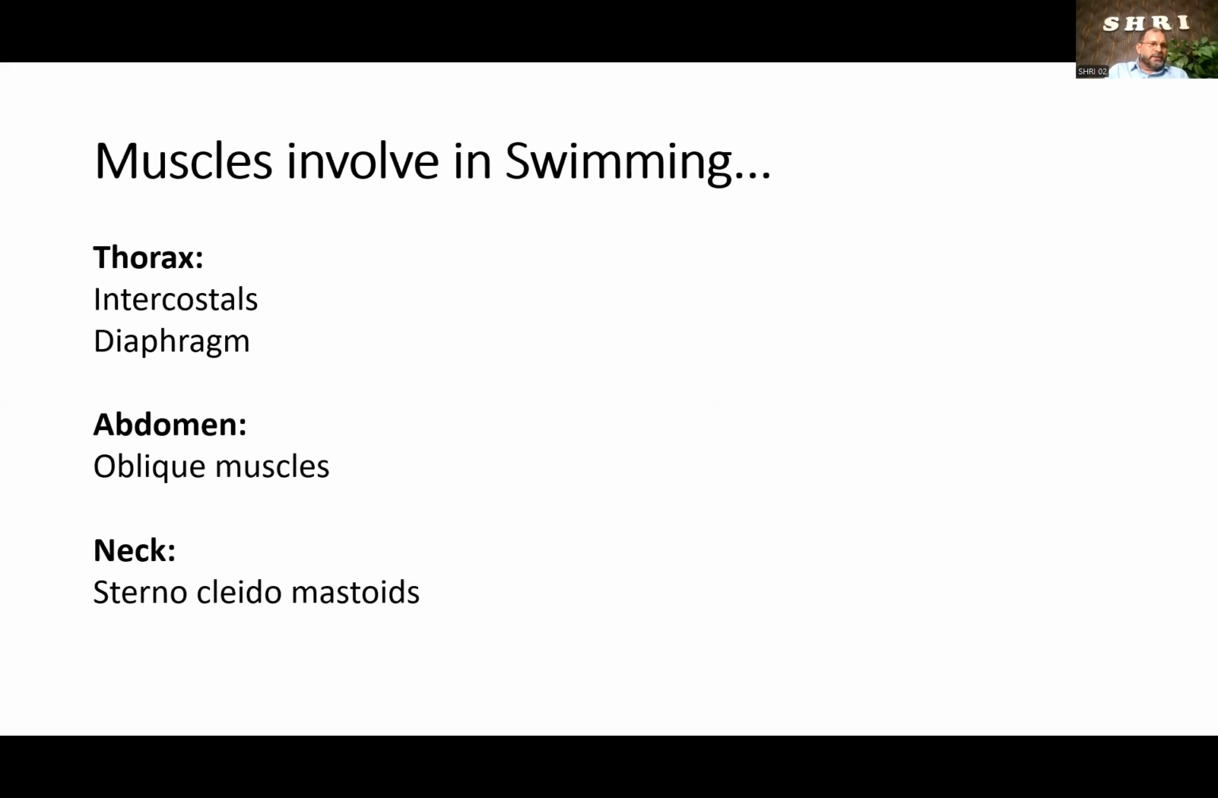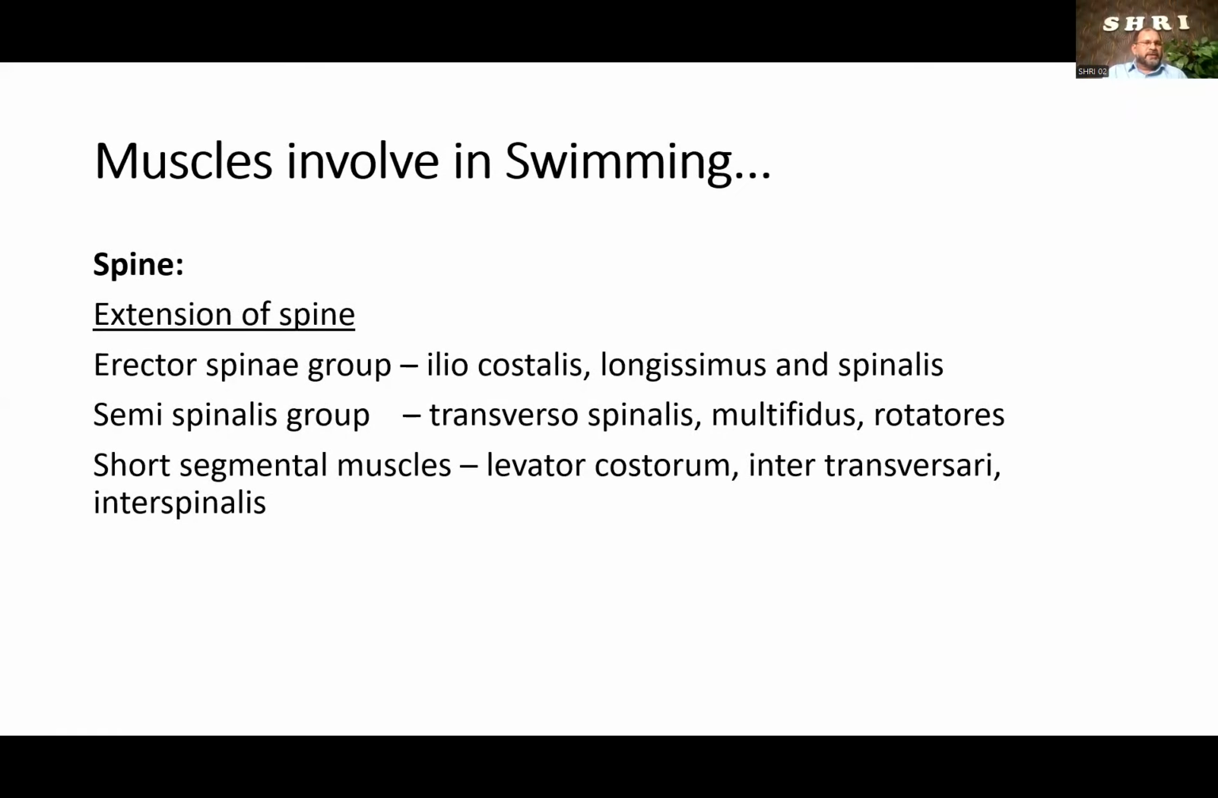Then thorax, intercostals and diaphragm, abdomen, oblique muscles, and neck, sternocleidomastoid. These are the important muscles. I didn't include all the muscles, right? Then spine, that is very important. Erector spinae muscle group: iliocostalis, longissimus, and spinalis. Semispinalis group, transversospinalis, and multifidus and rotators. Then short segmental muscles, levatores costarum, intertransversarii and interspinales.